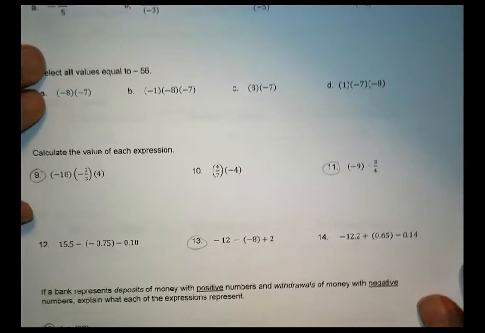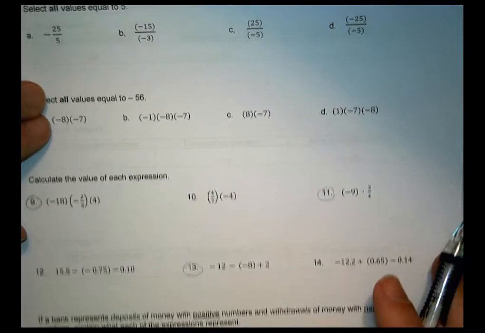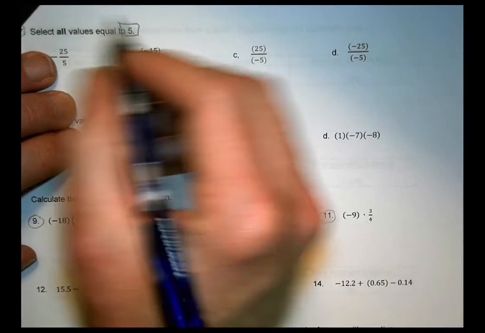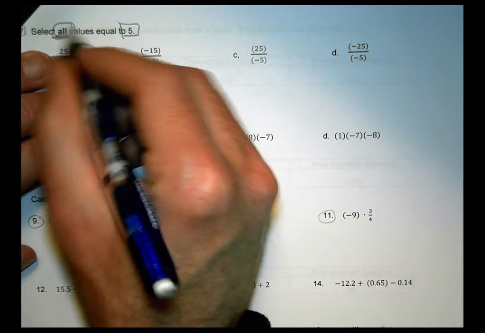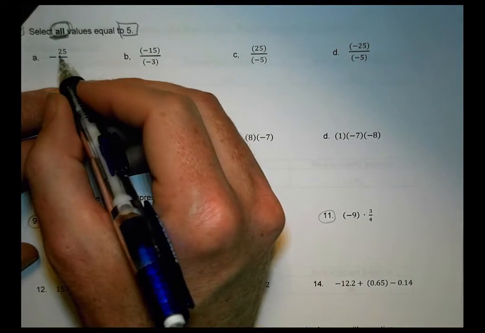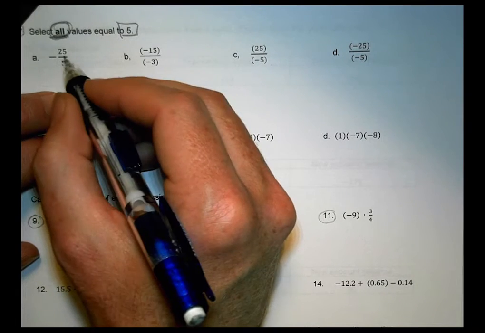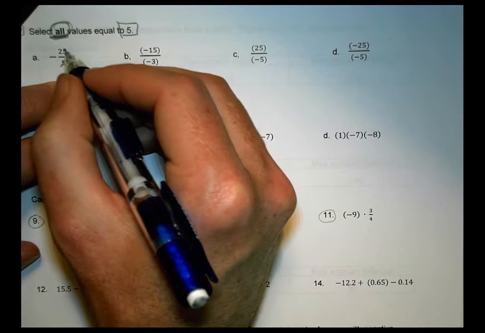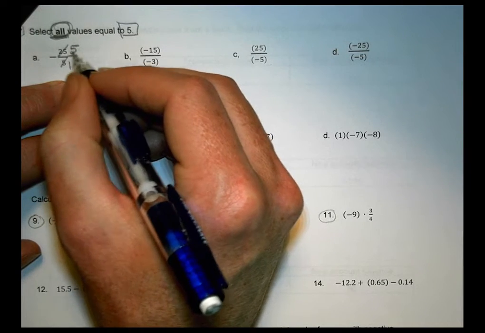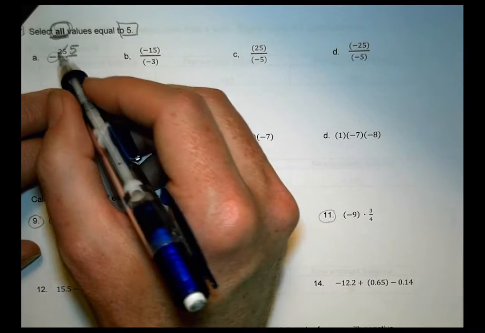All right, number 7. 7 says to select all values equal to 5. Notice that it is positive 5, and all values probably indicates there's more than one solution here. Okay, so we have negative 25 over 5. Well, 5 goes into 25 5 times, so I get negative 5 over 1. So that is a 5, but it's negative, so that's not going to work.